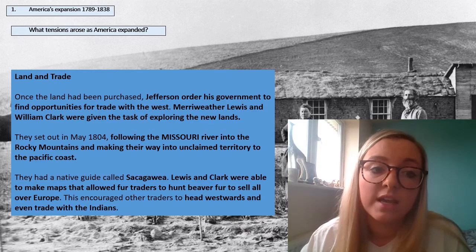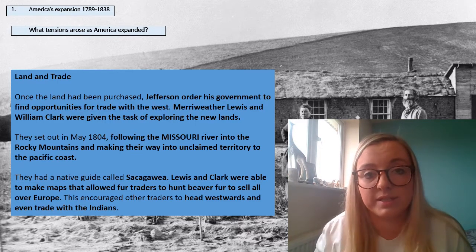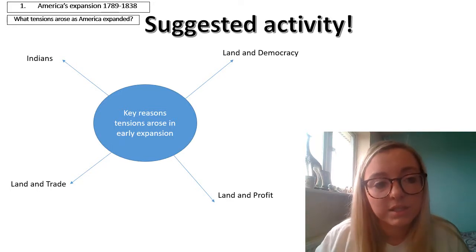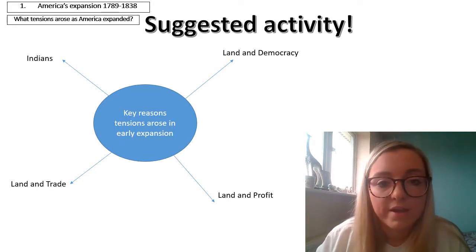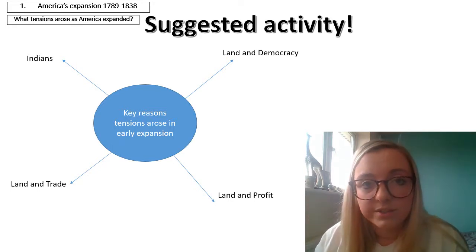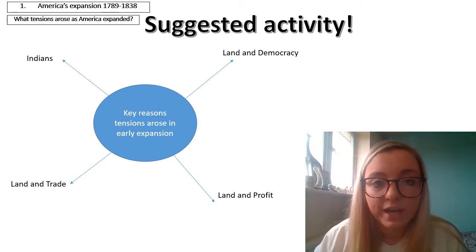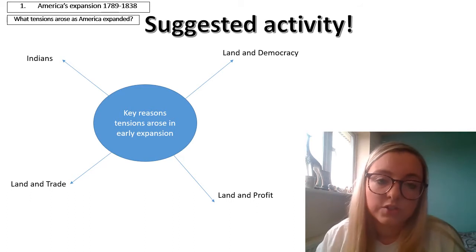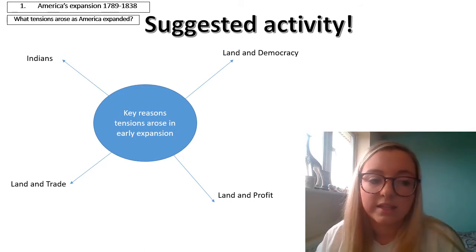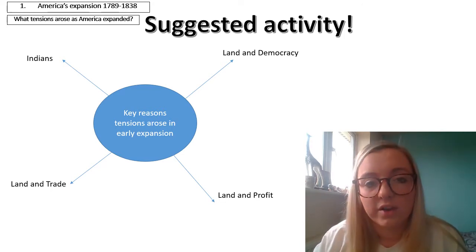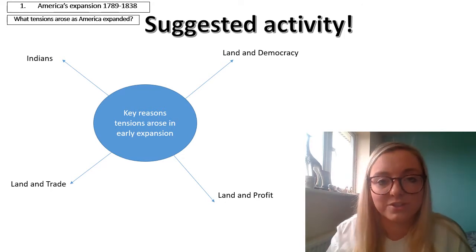There was another reason people were moving and expanding westwards. To help us to answer the question, what tensions arose as America expanded, I would like you to have a go at this suggested activity. So you can create this mind map and just jot down some ideas about Indians, land and democracy, land and trade, and land and profit, and how they caused tensions in early expansion.